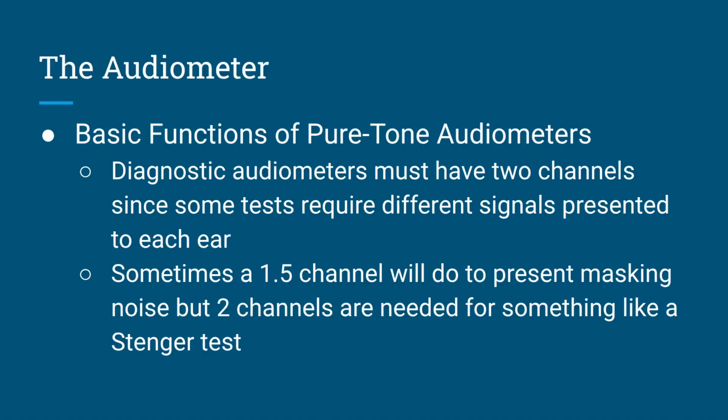If you're presenting truly different signals to each ear, like dichotic listening is an example where you need a 2-channel audiometer. Dichotic listening, where you might be presenting pairs of numbers to one ear and a different pair of numbers to the second ear. That's an auditory processing disorder test. That's when you might need a 2-channel audiometer.